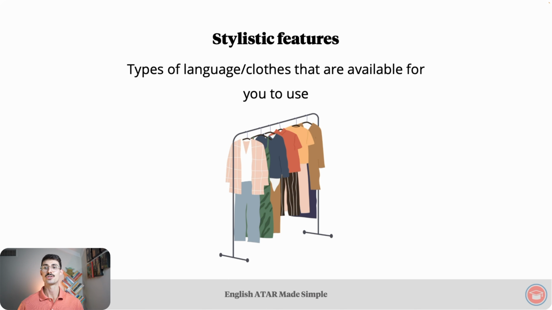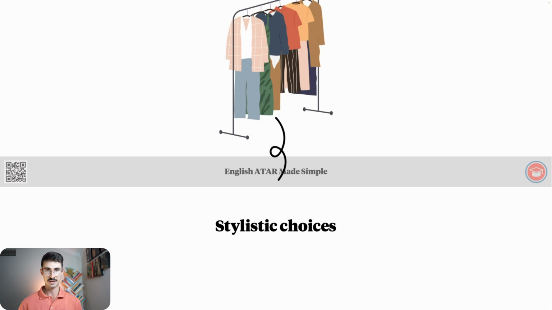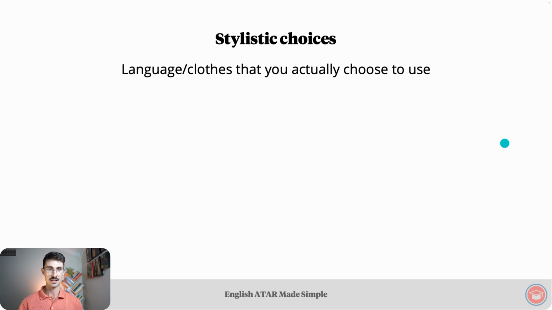And if you were to adopt a designer clothing style, you might wear Gucci, Louis, Balenciaga, Prada, Yves Saint Laurent, Givenchy, Tom Ford, Burberry, Tiffany, Comme des Garçons. That's to say, stylistic features are the types of clothes that are available to use. Then, stylistic choices are the language or clothes that you actually choose to use.